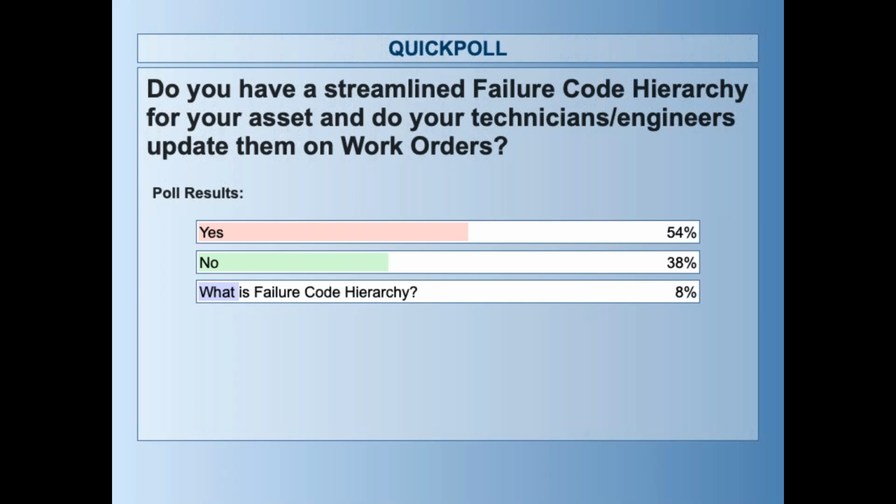As we can see, 54% say yes, we have a well-maintained failure code hierarchy, and our technicians and engineers update them on work orders. Then 38% say no, and 8% say what is a failure code hierarchy. So it's great to know that 54% of people are actually using this feature in Maximo, and the other 46% can start looking into it and using it.